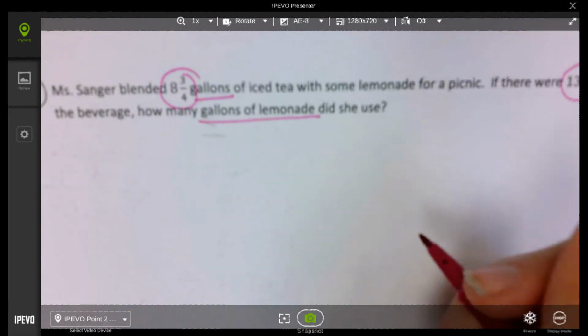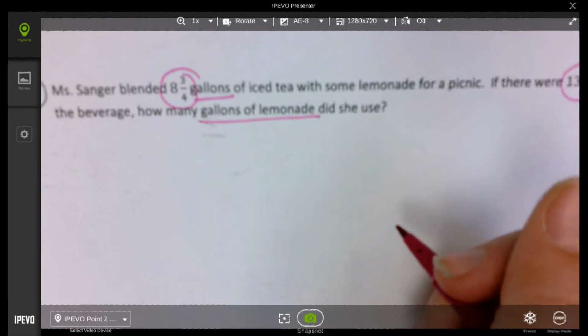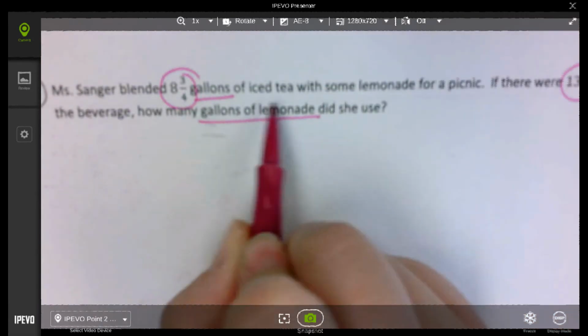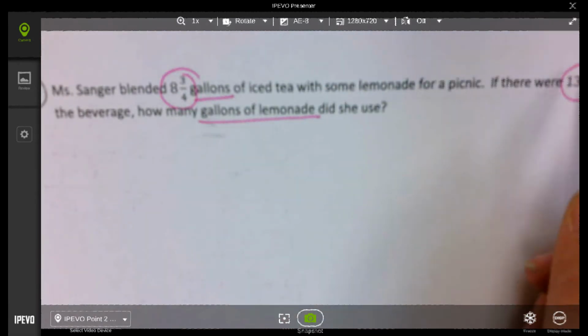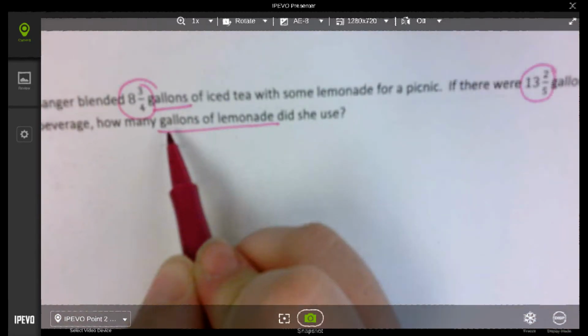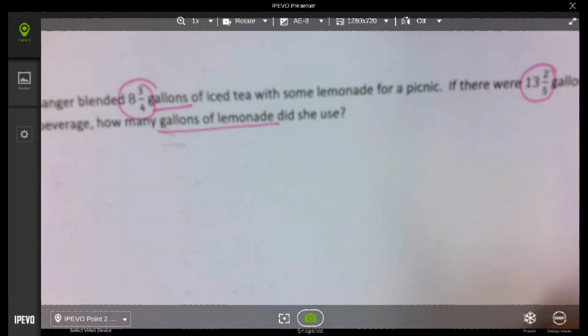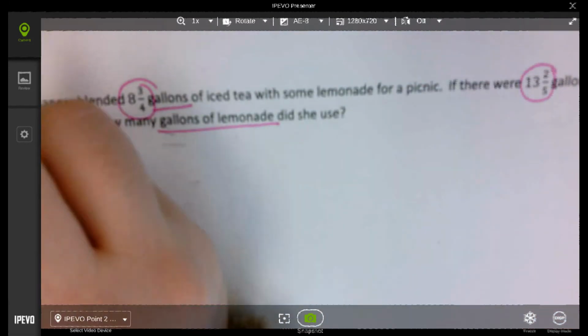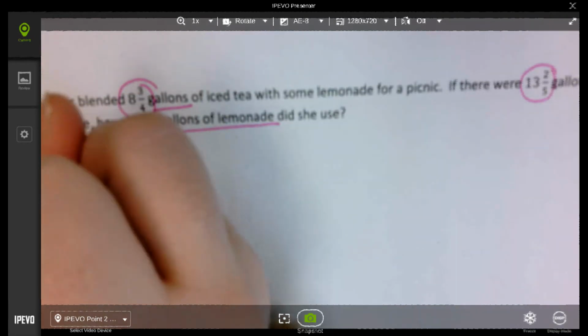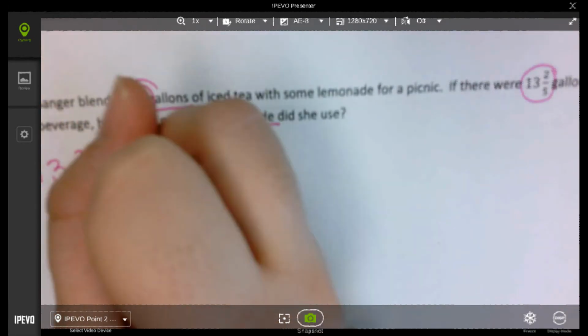Okay, so again, we've got to think about what we're actually doing here. Would it make sense to add these together? So I'm going to add the iced tea with the entire beverage to find the lemonade, or I'm going to take the entire beverage and subtract the iced tea to get what's left over. That one makes more sense if we're finding something that's left over rather than a new total. Okay, so I'm going to subtract these numbers.